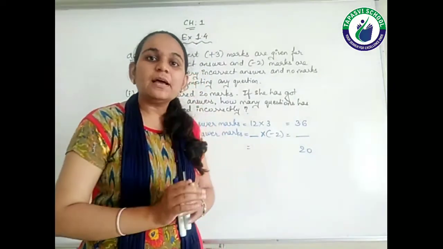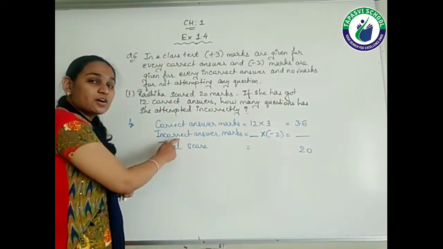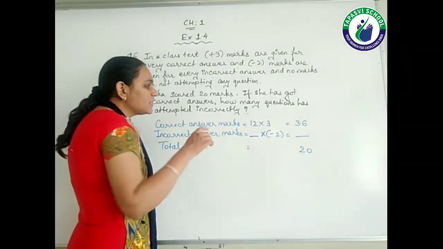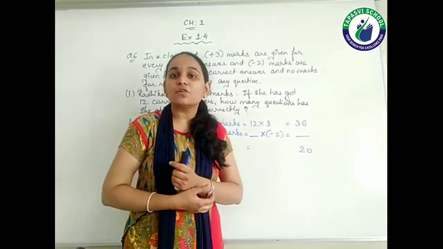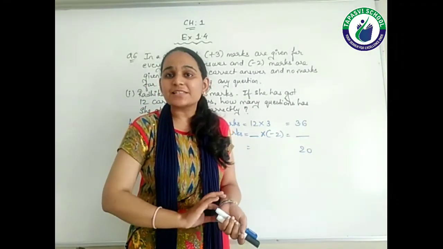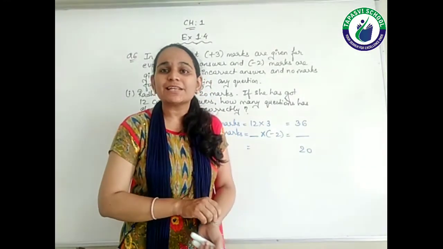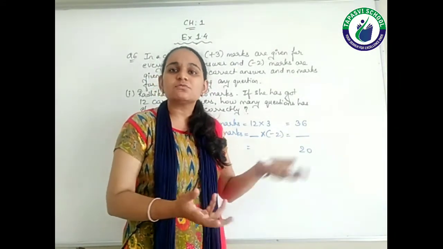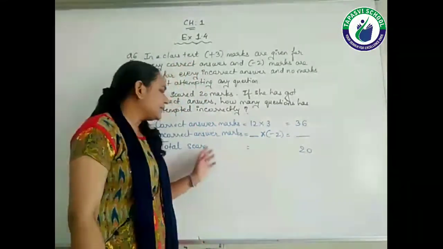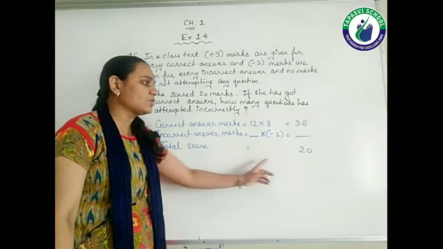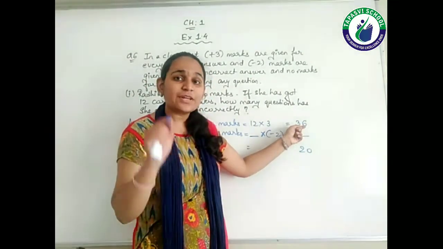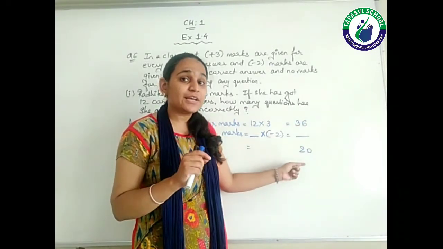She should get it, but she is attempting some wrong also, right? So incorrect answer marks. Now students, we don't know the number of questions she has attempted incorrectly, so we cannot get the marks either. If we knew the number of questions, we could multiply by minus 2, and this would be the score of the incorrect. But one thing is given to us, that is the total score. How much is the total score, students? 20. Obviously she should get 36, but she is actually getting 20.